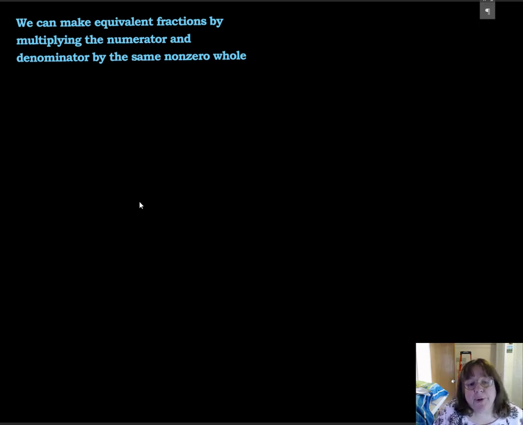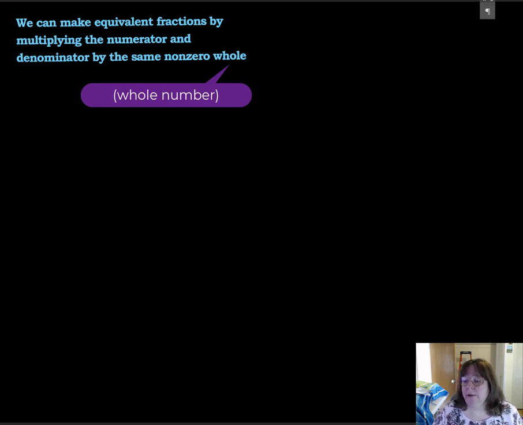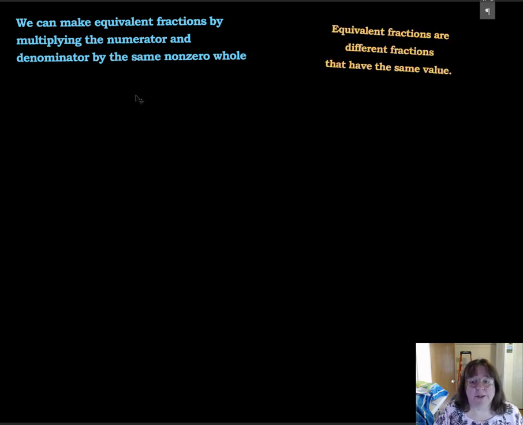Today we're going to learn how to make equivalent fractions. As you can see up here, we can make equivalent fractions by multiplying the numerator and denominator by the same non-zero whole number. If you multiply something by 0, you get 0, and so that's why the definition says non-zero whole. But you might be wondering, what are equivalent fractions? Equivalent fractions are different fractions that have the same value.